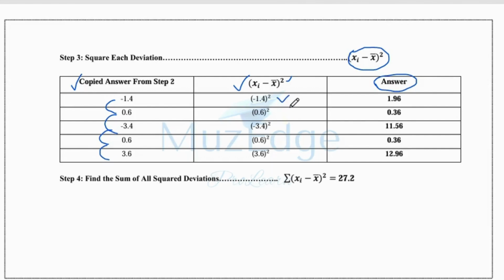Now, we square each one. 1.4 squared is 1.96, 0.6 squared is 0.36, 3.4 squared is 11.56, 0.6 squared again is 0.36, 3.6 squared is 12.96. So, our squared deviations are 1.96, 0.36, 11.56, 0.36, and 12.96.